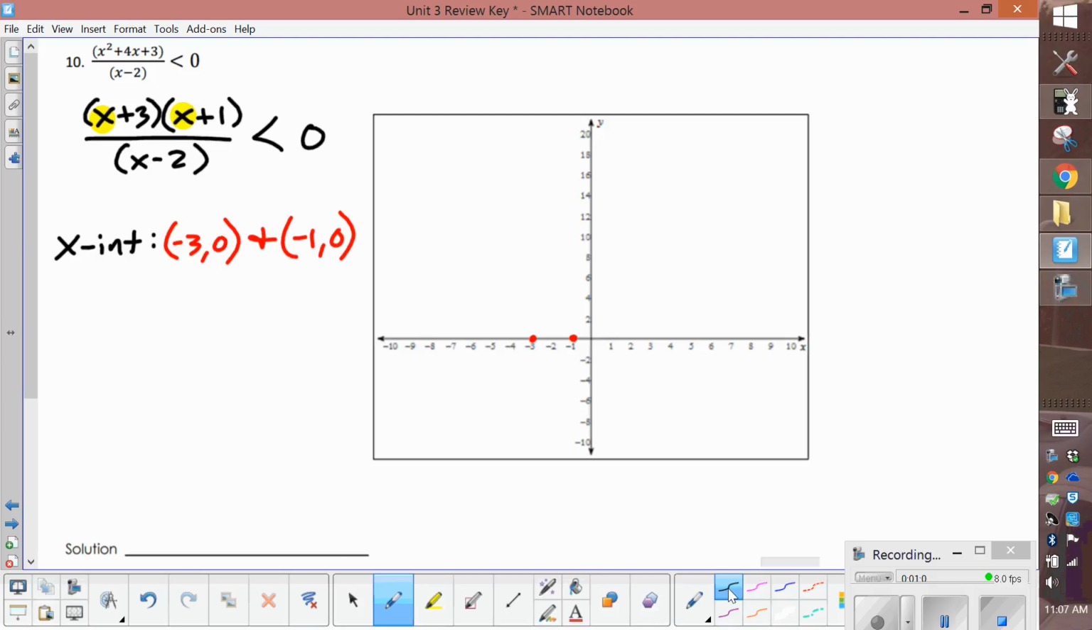Next thing I would do is find the y-intercept. And that's if I were to plug in 0 as an x value, what y would I get out? I like to look back at my original. That would be 0, 0, 0. And all of this would turn into 3 over negative 2. So negative 3 halves. And that is about right there.